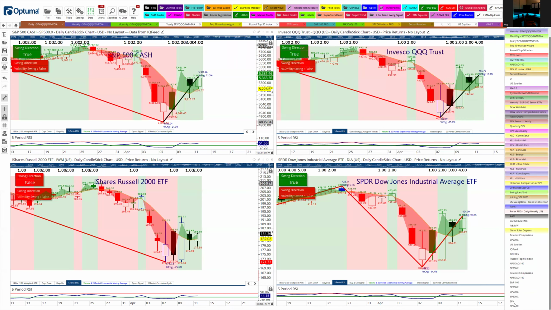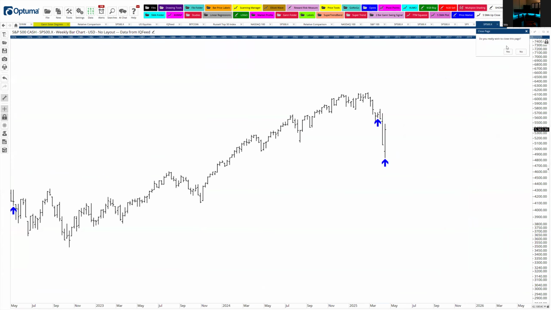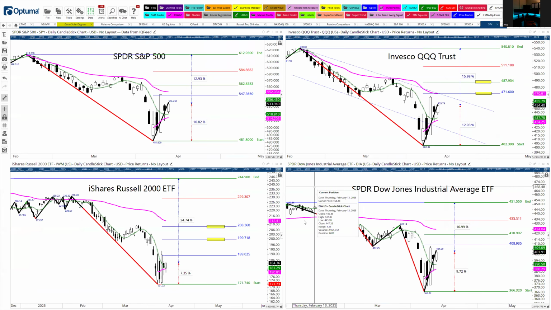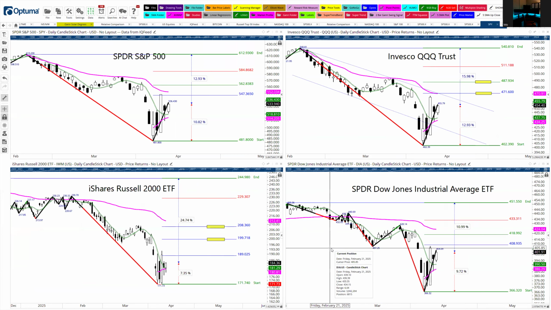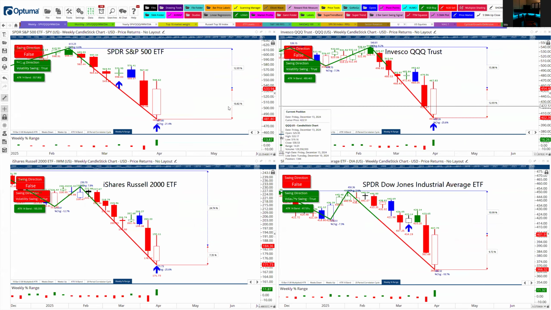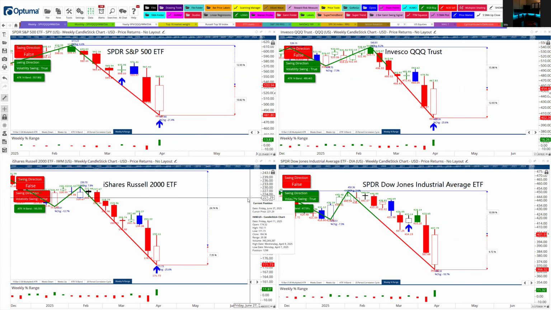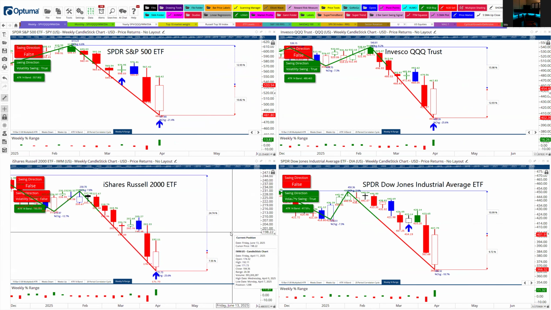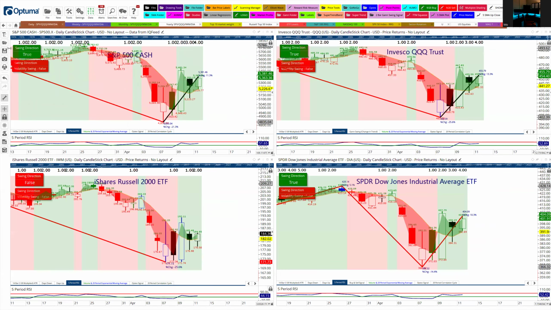So we're gonna watch this and see. But remember, if we go back to our week, it was a down week, you see? Now what I see here is, remember, time frames are very important. The daily swing turns up as of yesterday, but the weeklies are still down.